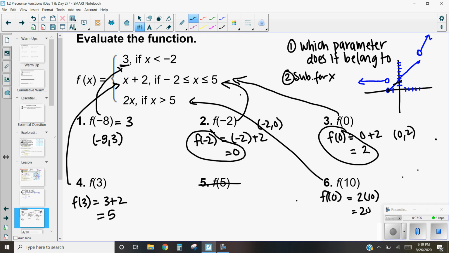So in a nutshell, how you evaluate a function is first, you ask yourself, which parameter does the x belong to? So does it belong to less than -2, between -2 and 5, or greater than 5? And then after you decide which one it belongs with, you're going to substitute whatever your x value is for the x in the expression associated with that parameter. And that's how you evaluate a function.